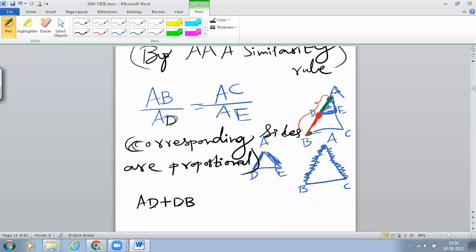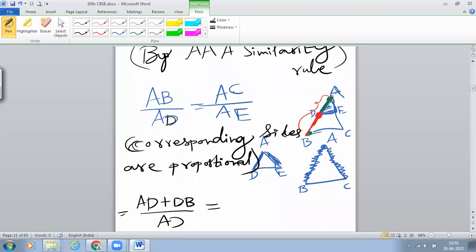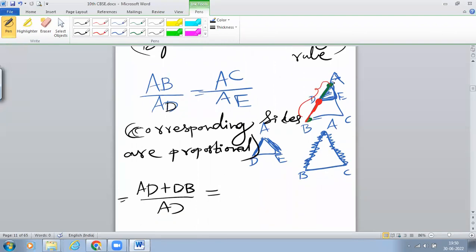I'm writing this AB as AD plus DB, divided by this AD, which I'm going to write as it is. This is the next step, which implies AD plus DB divided by AD, which is equal to, similarly, how can we write AC? We can write it in split form, AE plus EC. Very good. AE plus EC will give you AC. So AC can be expressed as AE plus EC divided by AE in the denominator.